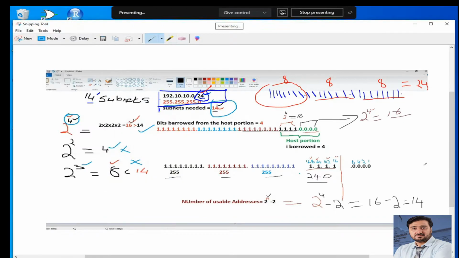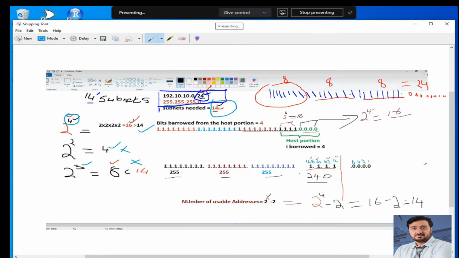In this case, how many bits are used for the host? 1, 2, 3, 4, 5, 6, 7, 8. 8 bits for the host. But our requirement is that we need 14 subnets. If we need 14 subnets, we need to borrow some bits. So how many bits do we need to borrow?